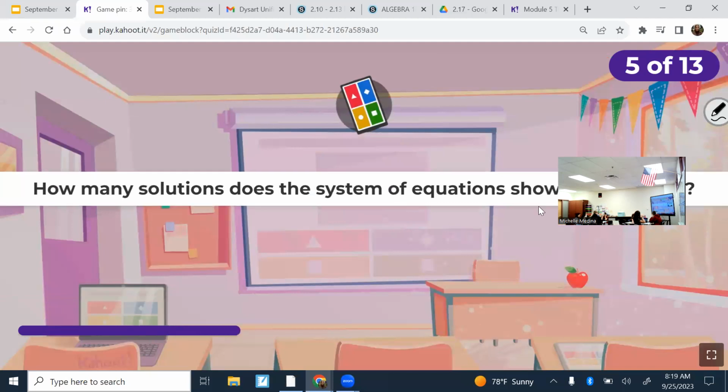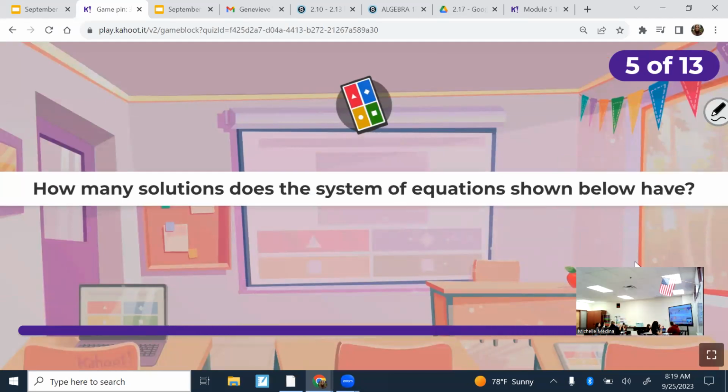All right, so how many solutions does the system of equations shown below have?